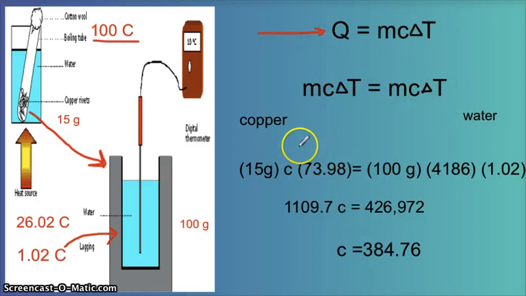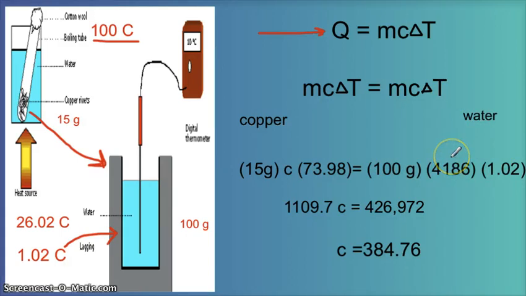And by doing so, you have the 15 grams of copper. The change of temperature in copper was 100 degrees down to 26.02 degrees. This started at 25. See how it increased by 1.02. So we put that on this side. C is the constant that we're looking for. We put the 100 grams of water, the 1.0 temperature change.